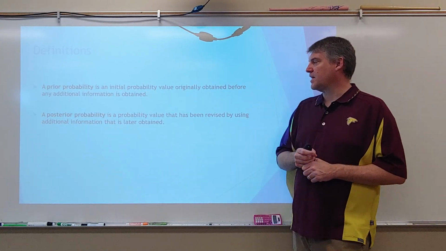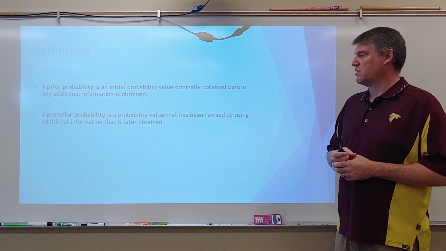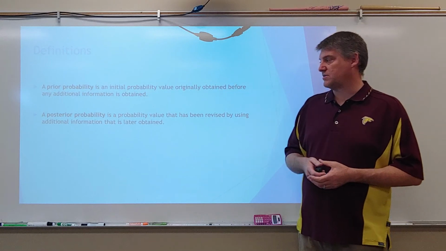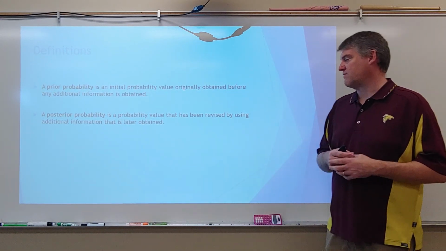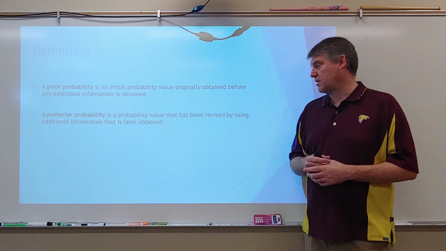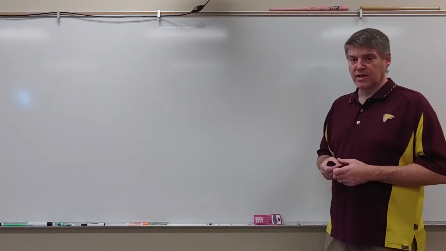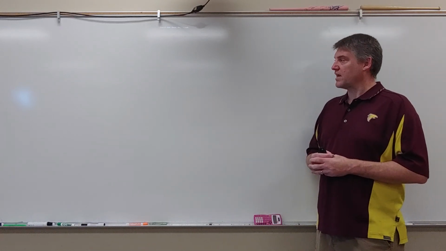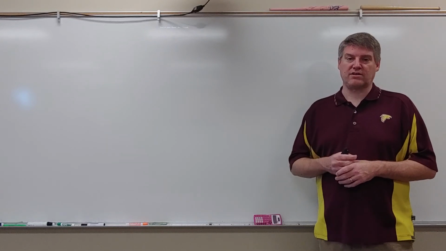Definition: prior probability is an initial probability value originally obtained before any additional information is obtained. A posterior probability is a probability value that has been revised by using additional information that is later obtained. So that's an introduction to conditional probability and how to work with it.